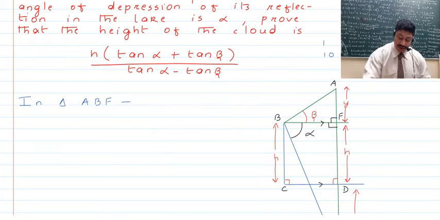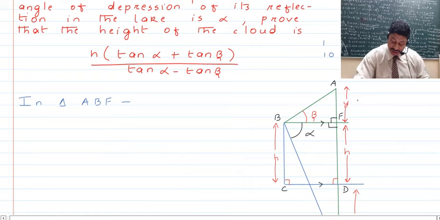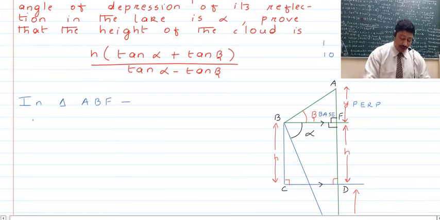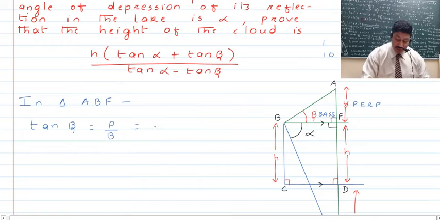As such, here we can talk about this distance which is AF to be the perpendicular, right? And we can talk about this distance, which is BF, to be the base, right? And as such, we can now talk about tan of this angle beta to be equal to perpendicular upon base, right? Which here is equal to how much? It is equal to AF, which is to be divided by BF, right?